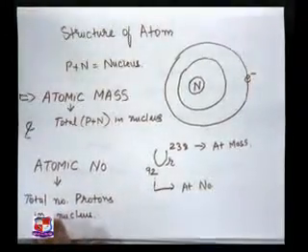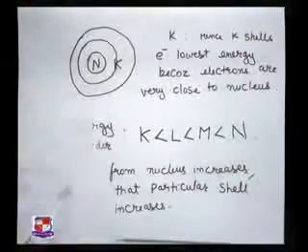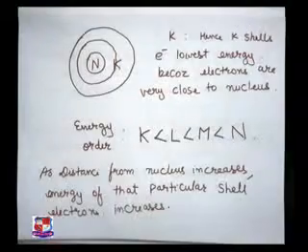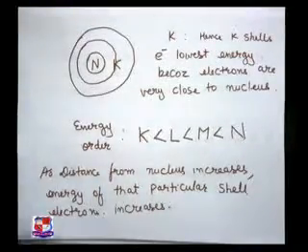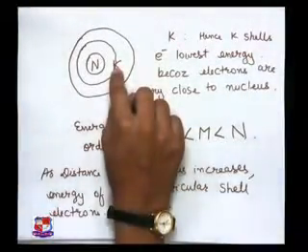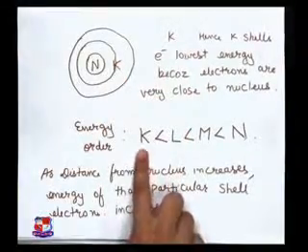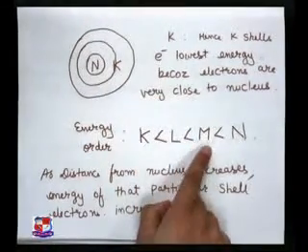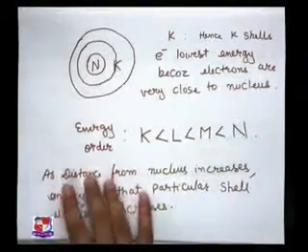Then you can see the total number of protons defines the atomic number. Then we have discussed the K element shells. Your K shell is very near to the nucleus, having the lowest energy, compared to the L shell, compared to the M, compared to the N. So that we have seen.